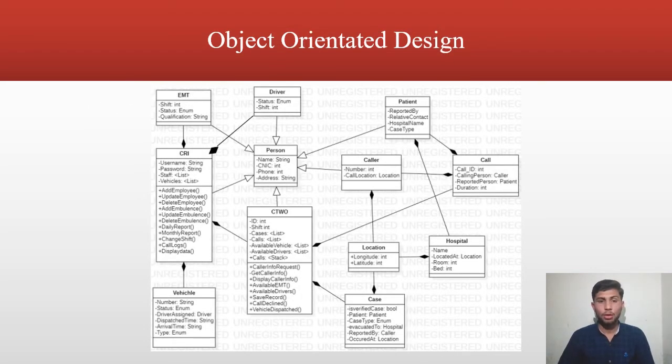Thank you. Now I will explain the object-oriented design. As you can see, inheritance is frequently used in this project. For example, the person class is inherited by many classes like driver, patient, caller, etc. And composition is also used in this project. CRI composes vehicles and employees.